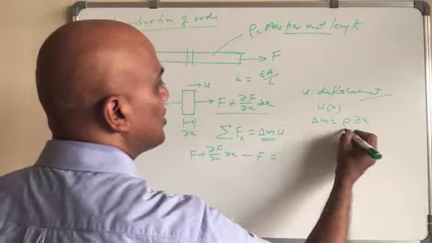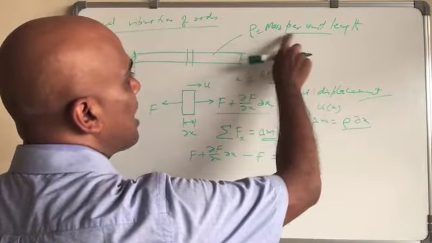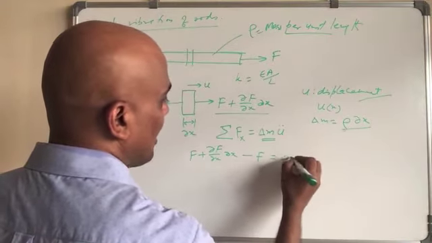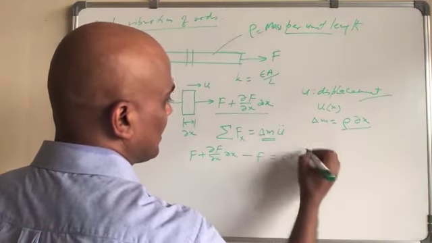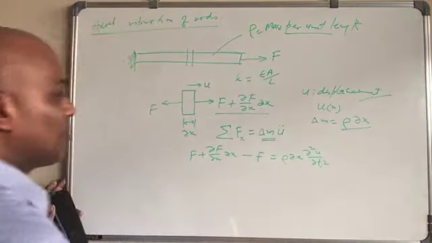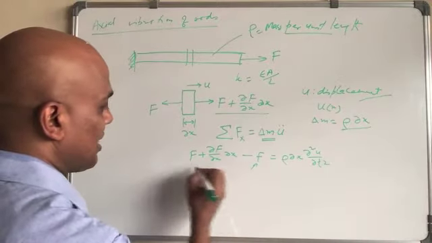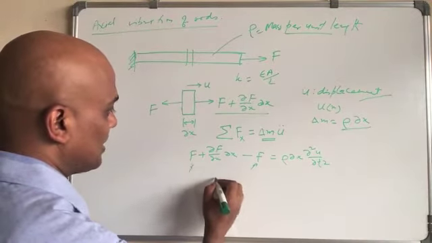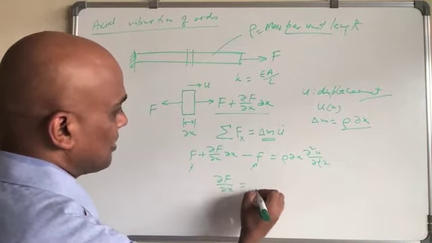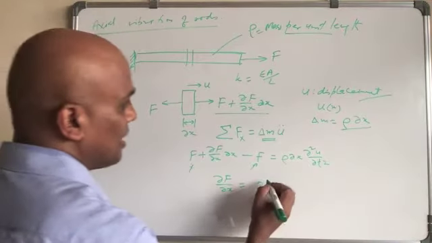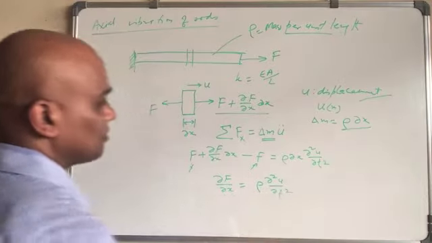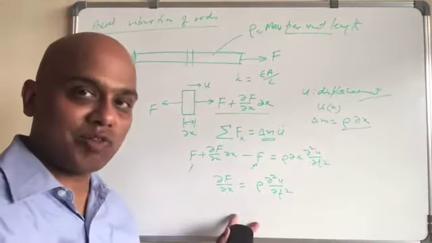Δx is the total mass. Since rho is the mass per unit length, it is rho times Δx. So we have rho times Δx, and then ∂²u/∂t². Finally, this and this are going to cancel out, so we have simply the equation ∂F/∂x equal to rho ∂²u/∂t². So this is the equation so far.